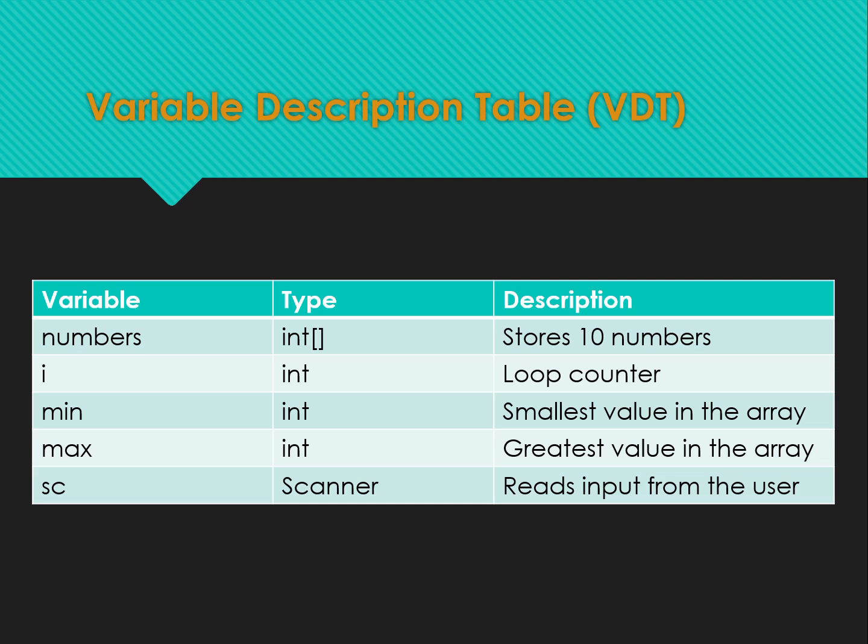Now let's take a look at the variables used in our program. The variable numbers is an integer array that holds the 10 values entered by the user. The variable i is an integer used as a loop counter during input and comparison. The variable min holds the smallest number found in the array, and max stores the greatest number. Finally, the variable sc is an object of the Scanner class, which is used to accept input from the keyboard.